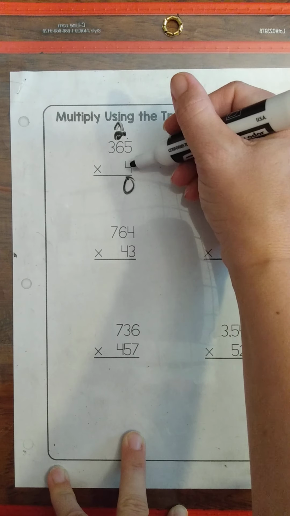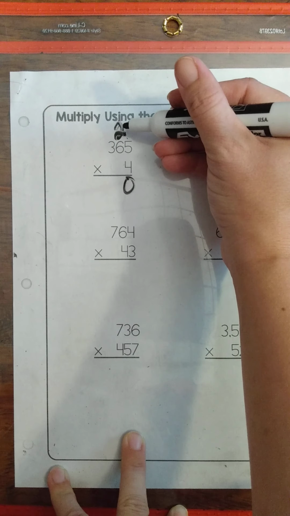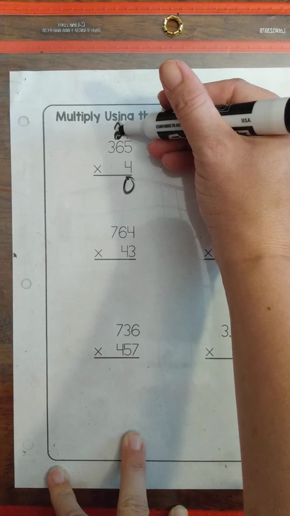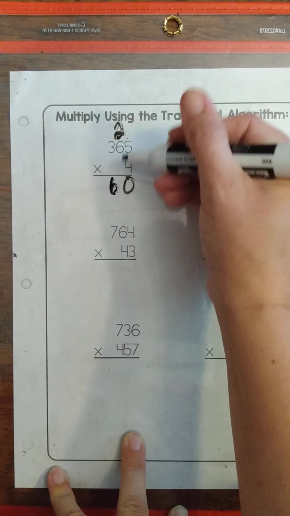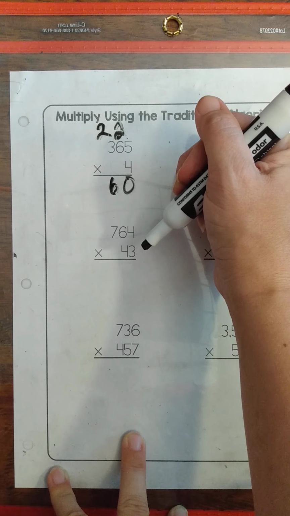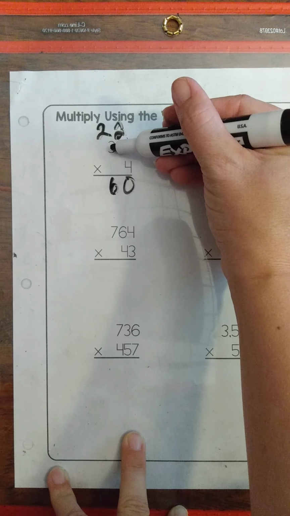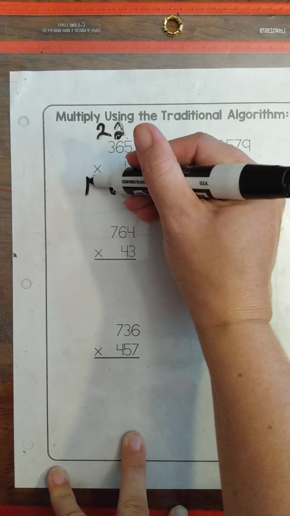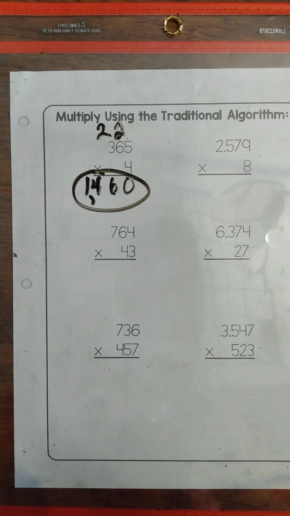The next thing I'm going to do is take 4 times 6, which is 24. And be careful, we're adding in this digit, not multiplying. 24 plus 2 makes 26. Again, that number I have to break apart into tens and ones and carry. 4 times 3 is 12, plus 2 more makes 14. So our final answer to that problem ends up being 1,460.